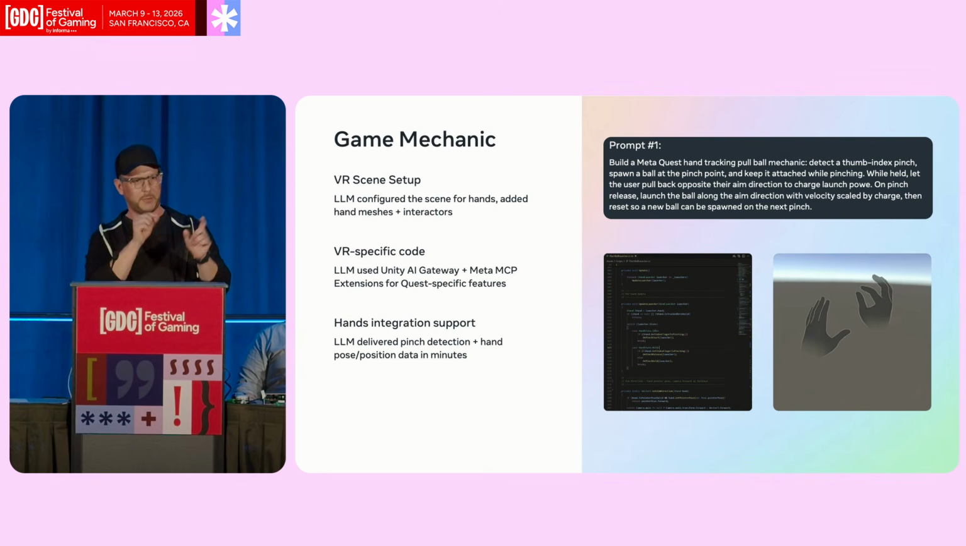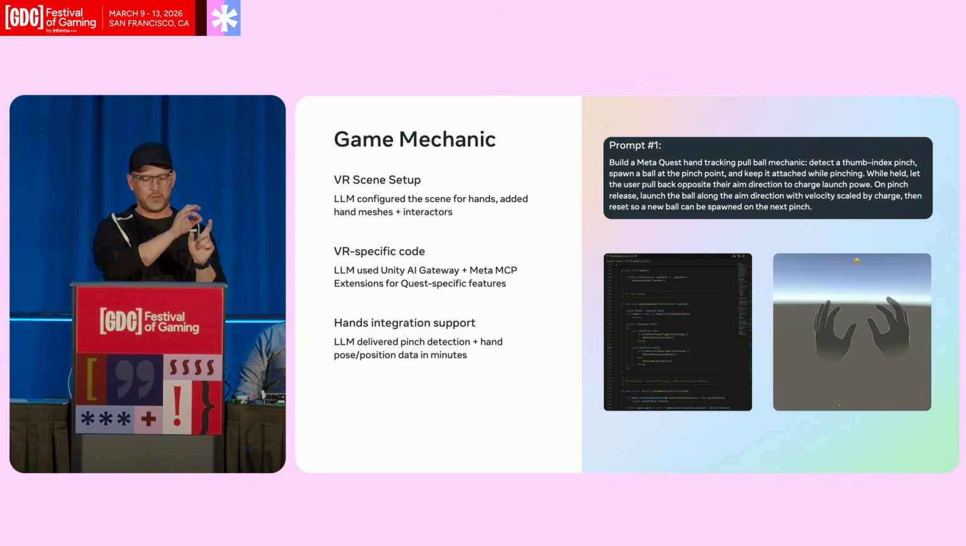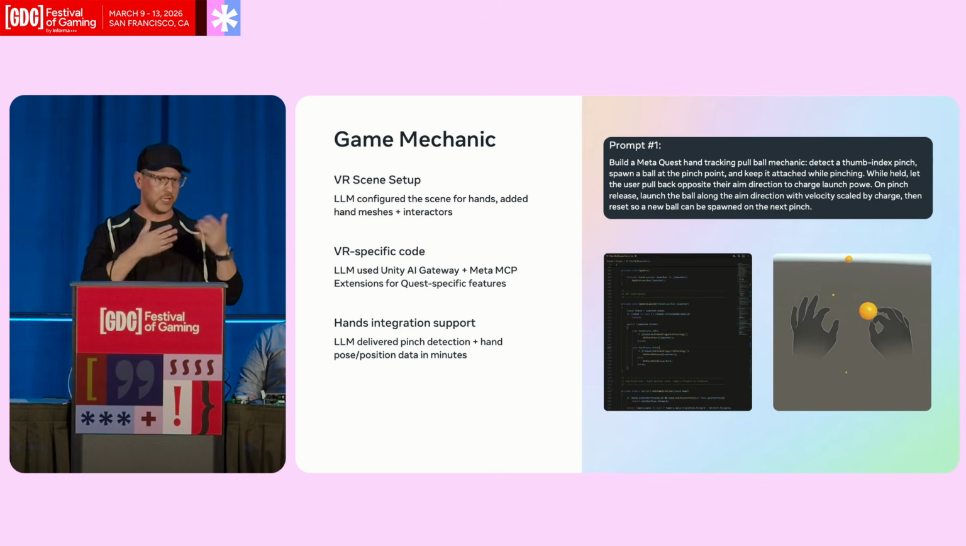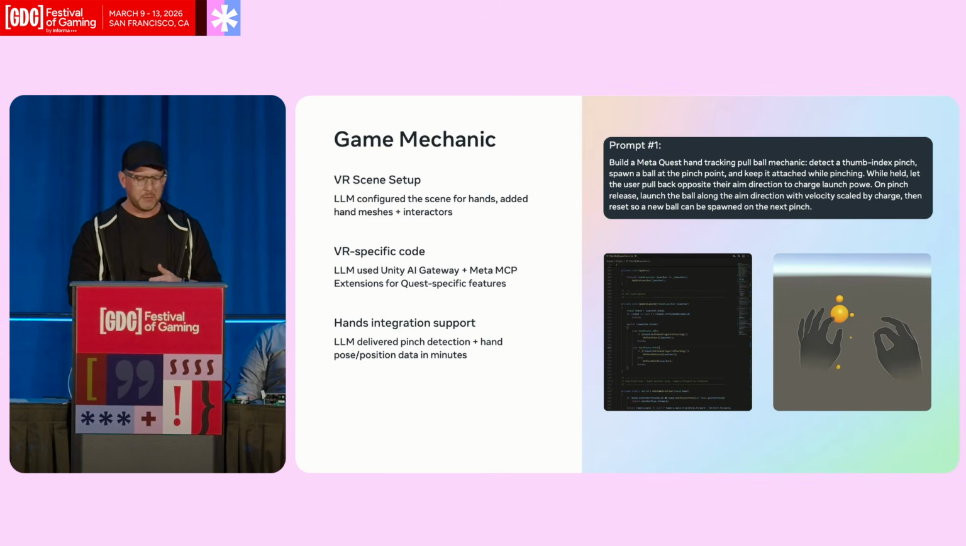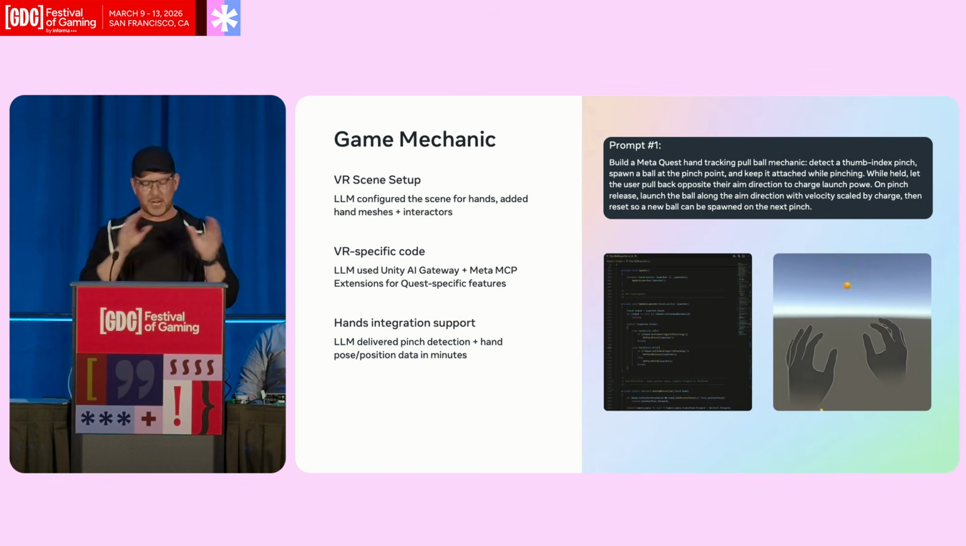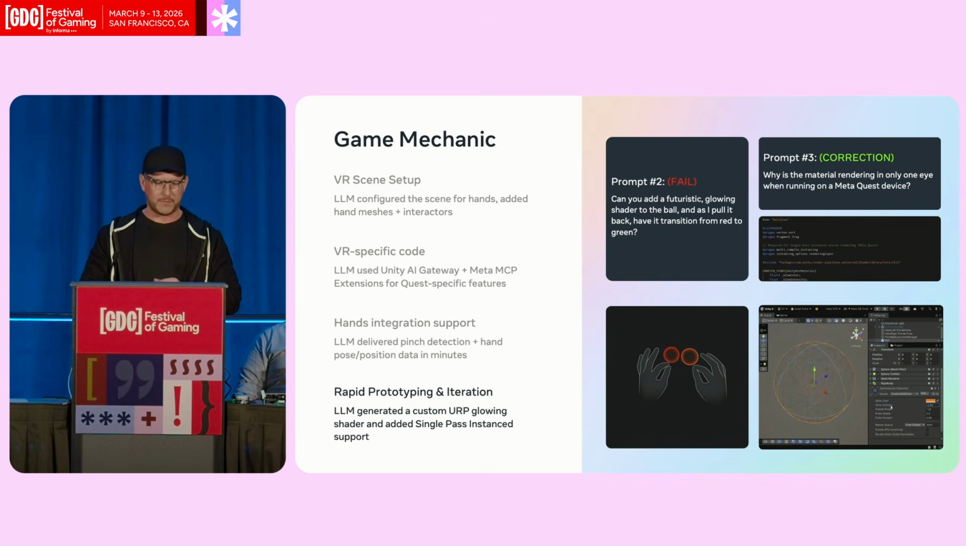Now I can detect the pinch. I know where the start of the pinch happens, and then when I pull it back, it's going to add velocity and force and launch the ball. But I don't like this look and feel, so I'm like, okay, this is the first iteration. This is a very simple mechanic, so I'm going to take it a step further.